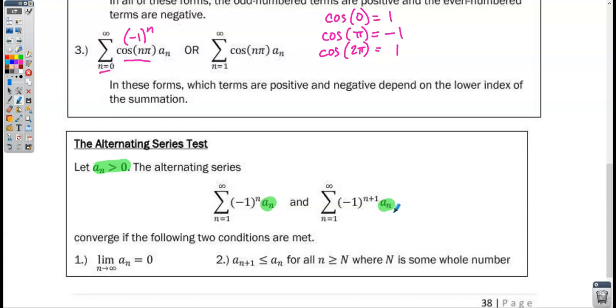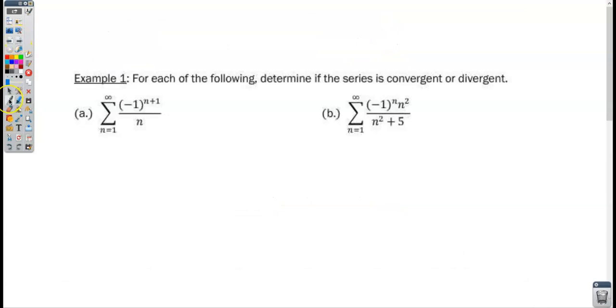And then the second thing is that we reach some point where a sub n plus 1 is less than or equal to a sub n for all n greater than or equal to some whole number. It doesn't necessarily have to be that way in the beginning, as long as at some point in time, say 5 or 6 or whatever, we get to this point where from that point forward, the next term is always smaller than the term that precedes it. As long as we meet these two conditions, the alternating series will converge. If we fail to meet one of those two conditions, then the alternating series will diverge. All right? This is actually a pretty straightforward rule to apply.